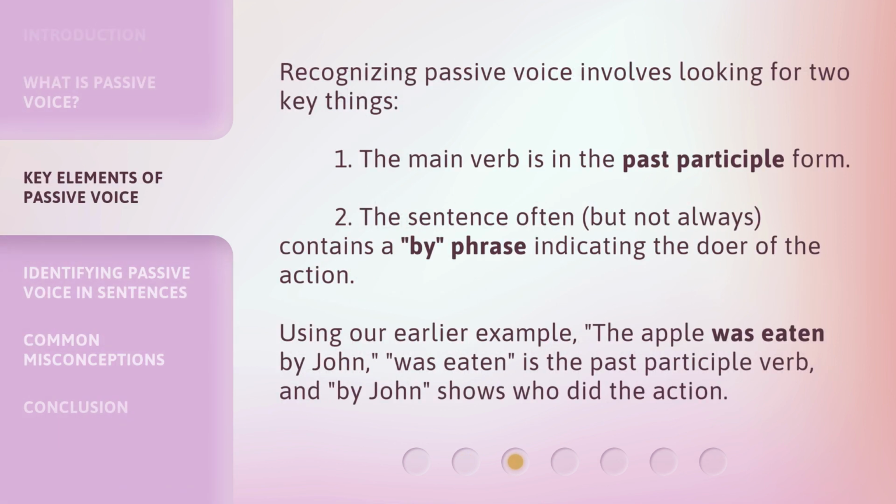Recognizing passive voice involves looking for two key things. 1. The main verb is in the past participle form. 2. The sentence often, but not always, contains a by phrase indicating the doer of the action. Using our earlier example, the apple was eaten by John, was eaten is the past participle verb, and by John shows who did the action.